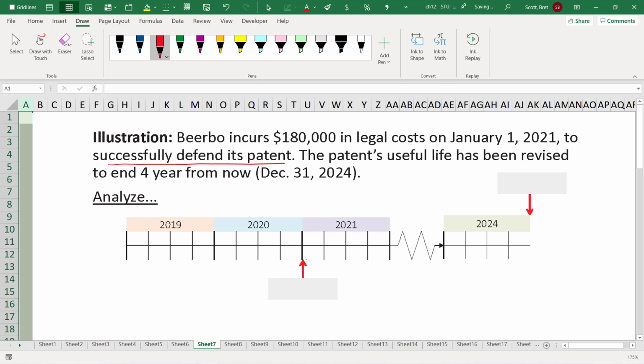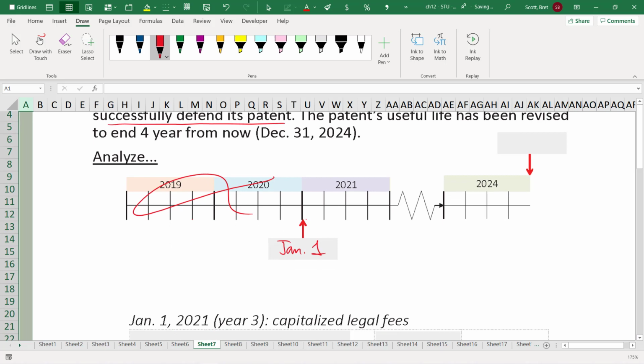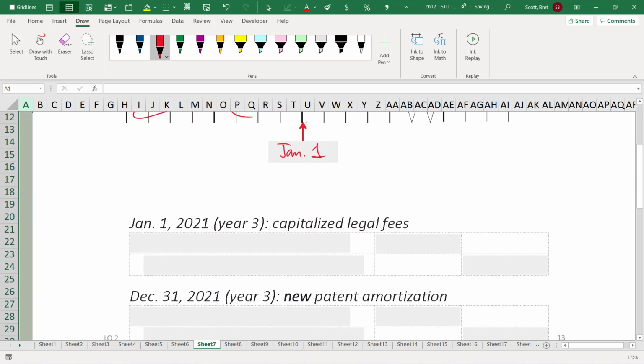So on January 1st, 2021, we defend the patent. Down below, January 1st, debit patent itself, bump up the value for $180,000. Credit cash. Someone asked me, what if we don't successfully defend it? You usually just expense the legal fees, but I'm not going to have you worry about that. If we successfully defend a patent, go ahead and capitalize it as so.